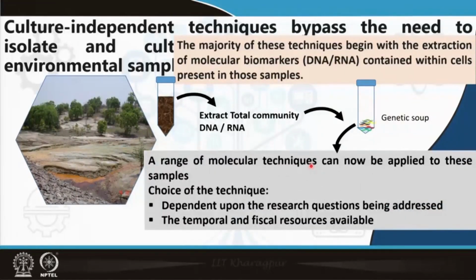Now, what do we do with this genetic soup? A number of molecular techniques can be applied on this genetic soup in order to answer questions. What questions? The questions are to be framed by the researcher or the scientists who are working on this particular project. For example, one of the most fundamental questions is basically, number one, what are the organisms present there, and number two, what is the genotypic or functional potential of these organisms.